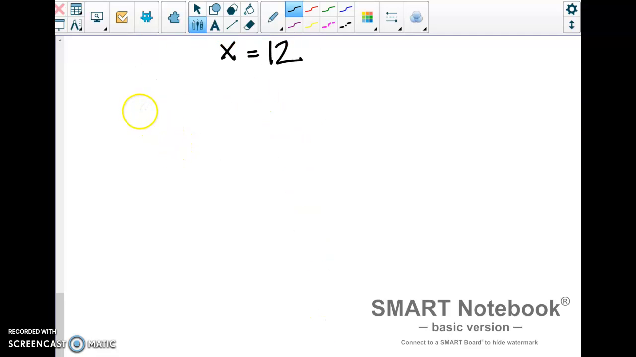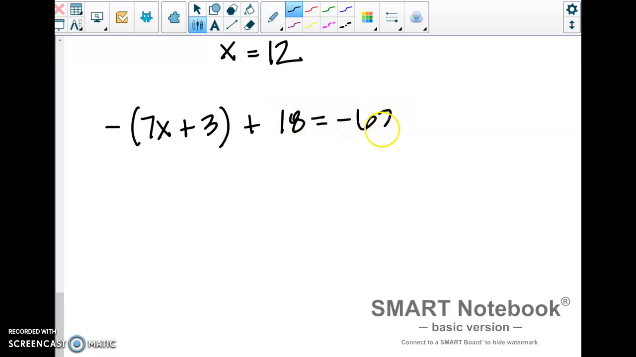Okay, let's do one more. Let's do negative parentheses 7x plus 3 plus 18 equals negative 62. Remember, when there's a negative on the outside, you can pretend there's a 1 right here and that you're distributing negative 1. Or you can think about the opposite of everything inside these parentheses. So basically changing the sign of everything inside these parentheses. Okay, you pause the video and solve that one.